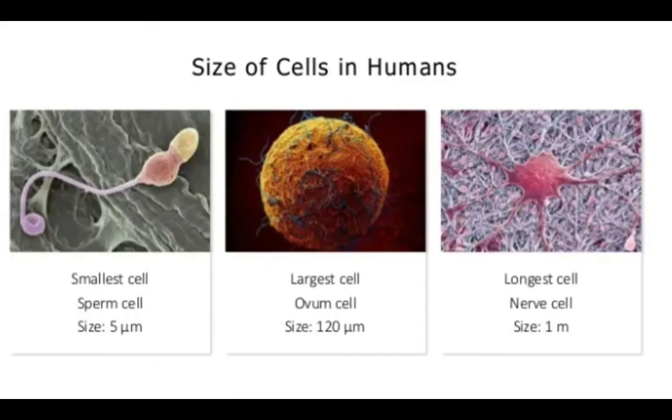Now, size of cells in humans. The smallest cell is the sperm cell, which is the size of 5 micrometer, not millimeter. It's micrometer. The largest cell in humans is the ovum, which is of size 120 micrometer. Now the longest cell is the nerve cell, and it is the size of 1 meter. You can understand how much that is.